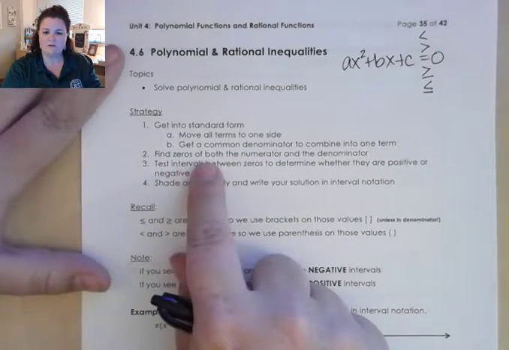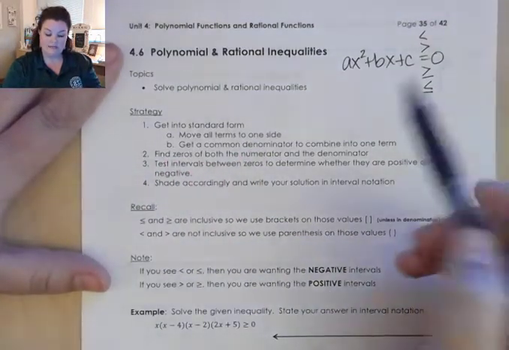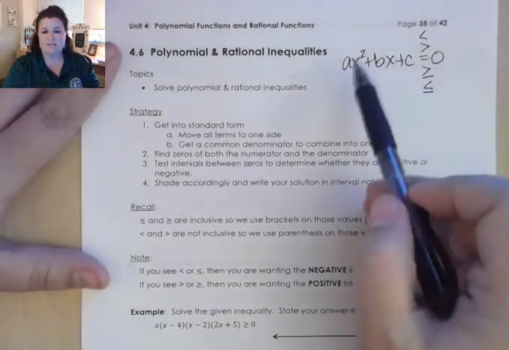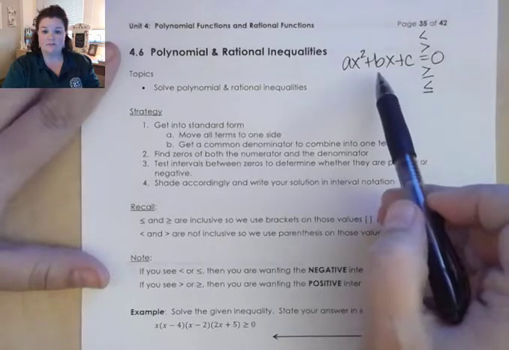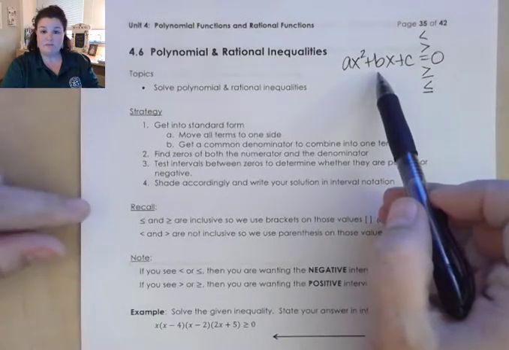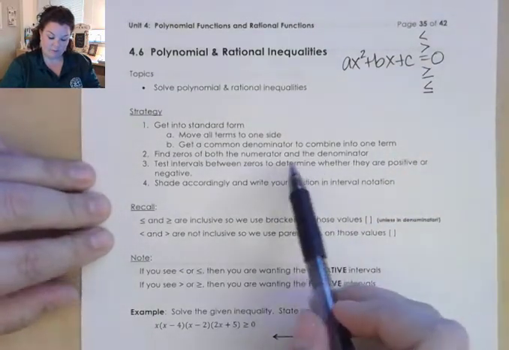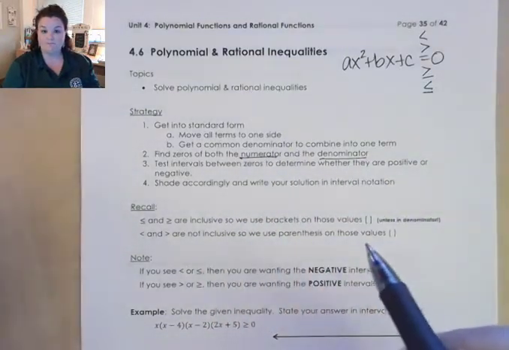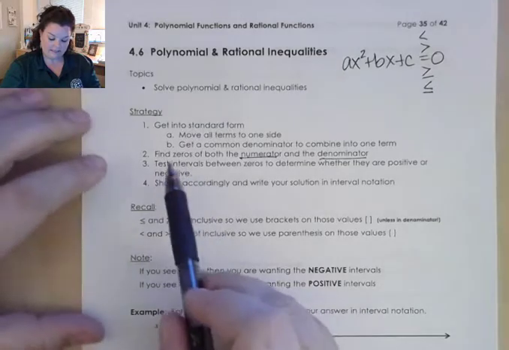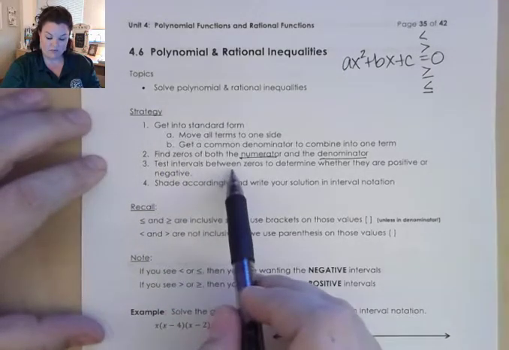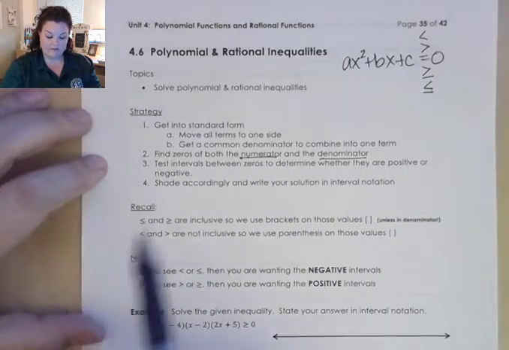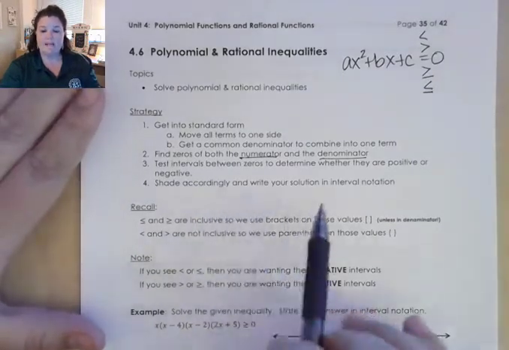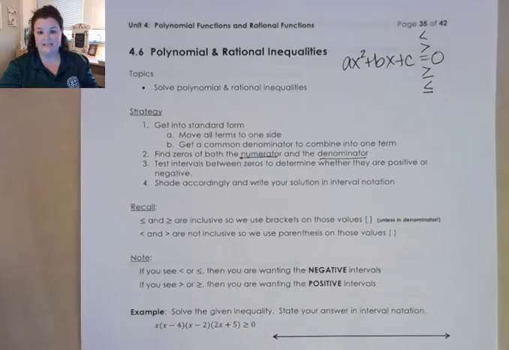Then we want to find the zeros. So in this case, we would just do some product or quadratic formula or something to factor this and find out what our actual zeros are. Okay, if we're dealing with a rational expression, we're going to find both the zeros of the numerator and the denominator. Okay, and then, like I said before, we're just going to test the intervals to determine if they're positive or negative. And then we shade our solution graph accordingly based on what our symbol is asking for.